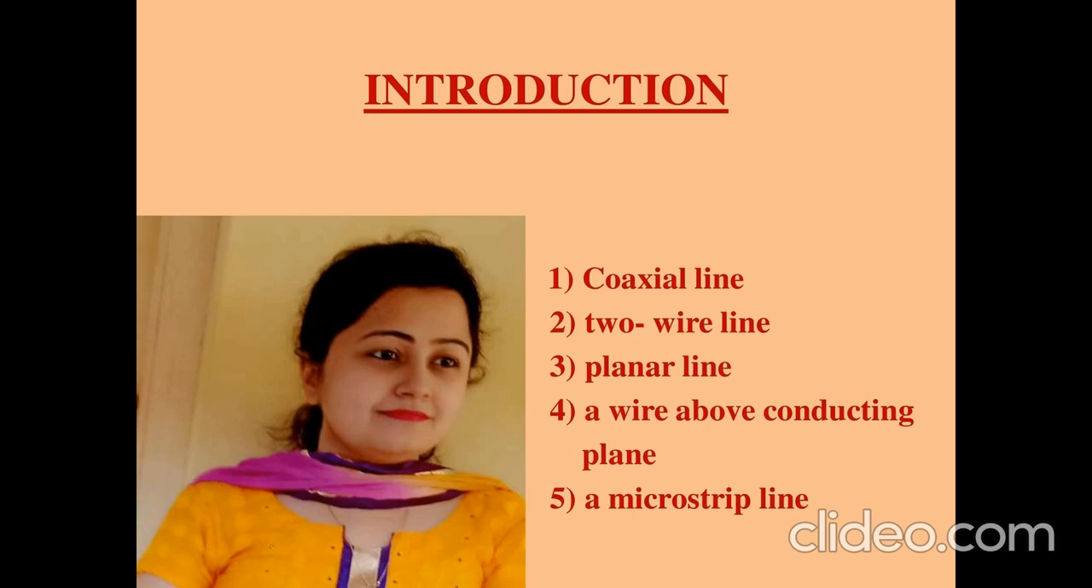an oscilloscope. The typical transmission lines are: number 1, coaxial line; number 2, two-wire line; number 3, planar line; number 4, a wire above a conducting plane; and number 5, a microstrip line. Coaxial cables are used in electrical laboratories and in connecting TV sets to antennas, whereas microstrip lines are particularly important in integrated circuits.